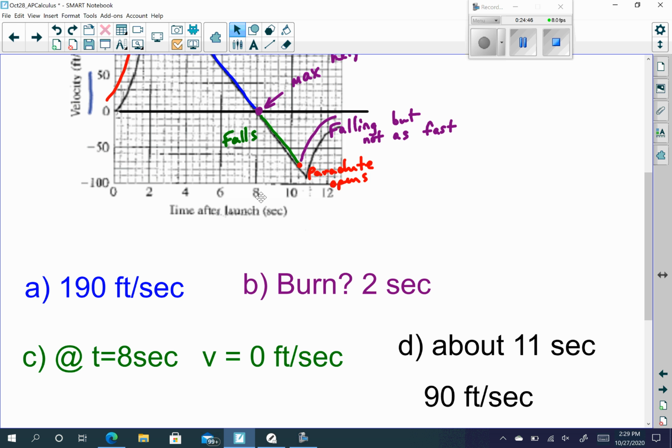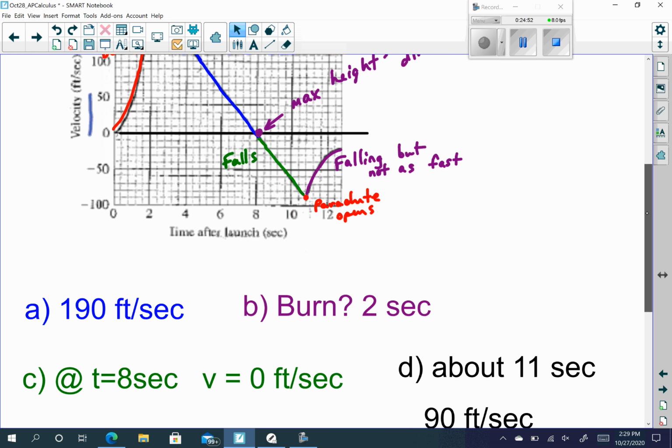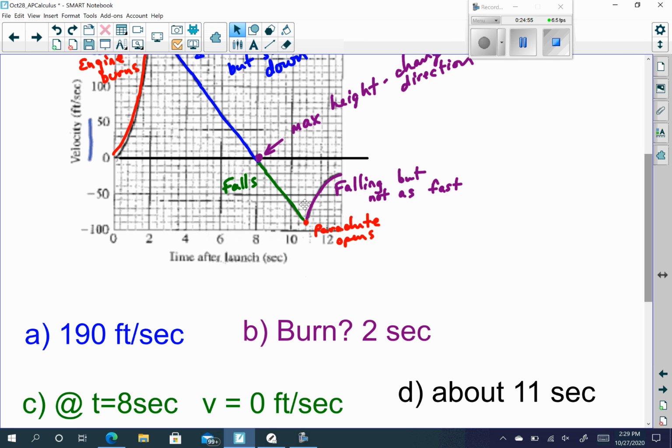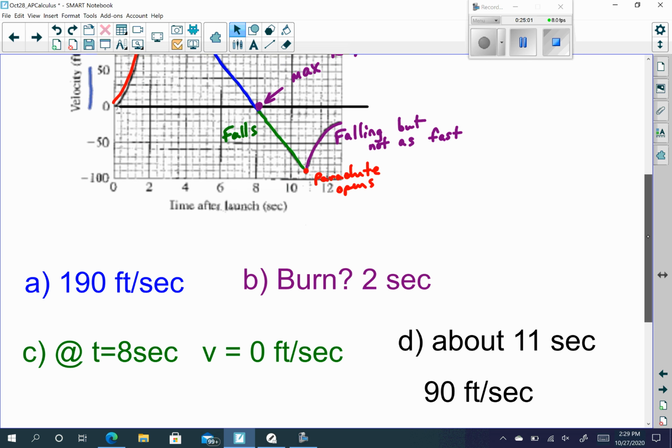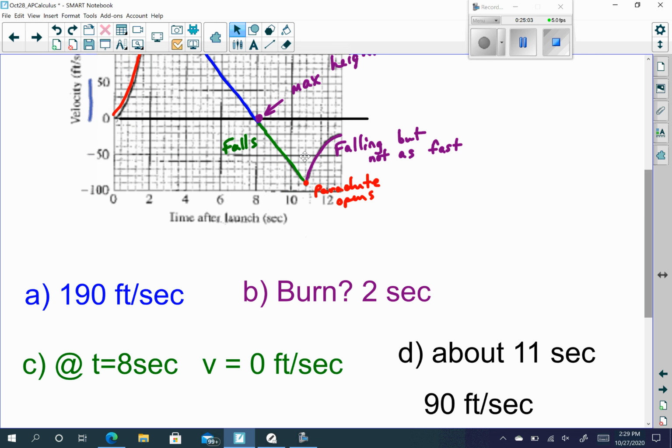D, when did the parachute pop out? So we have that here. Looks like right about 11 seconds. How fast was the rocket falling then? And again, we're just looking at speed, so it looks like a negative 90, but that's just because the negative indicates the direction. So again, we're really answering speed in this case, so 90 feet per second.